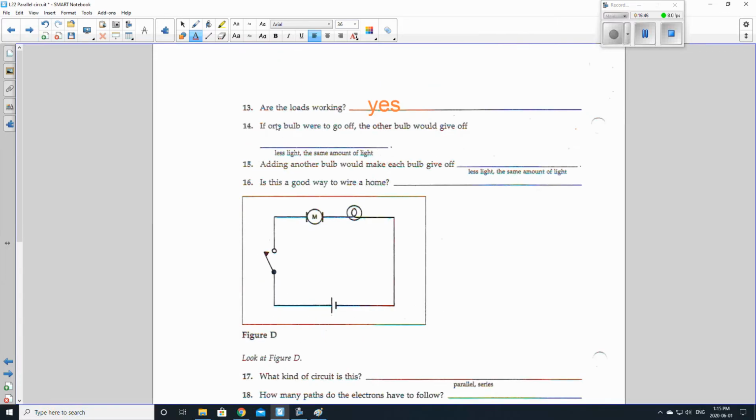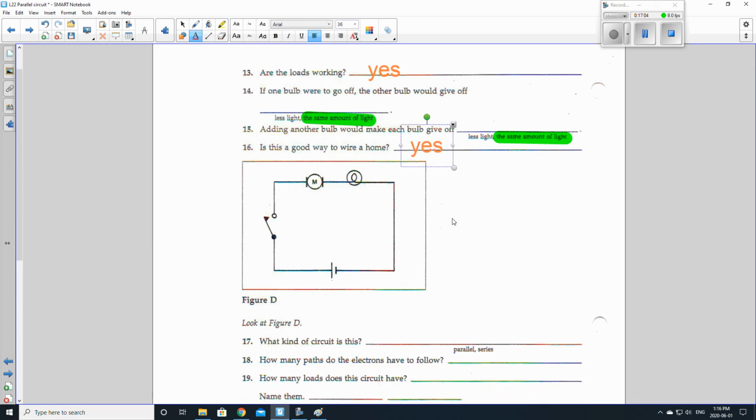Okay, so this one here, if one bulb were to go off, they would give off the same amount of light. Let's just highlight that or underline it, okay? Adding another bulb would make each bulb give off, again, the same amount of light. Is this a good way to wire a home? Yes, parallel circuits are the way to go, okay?